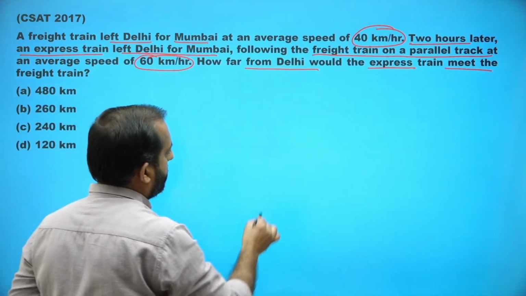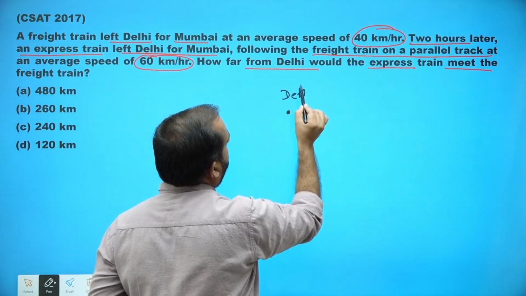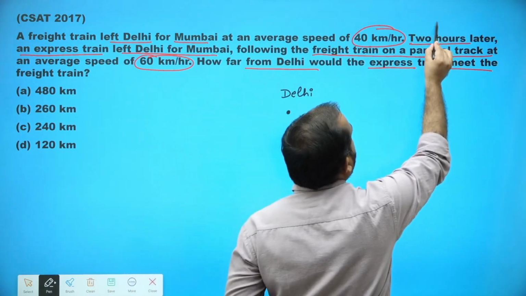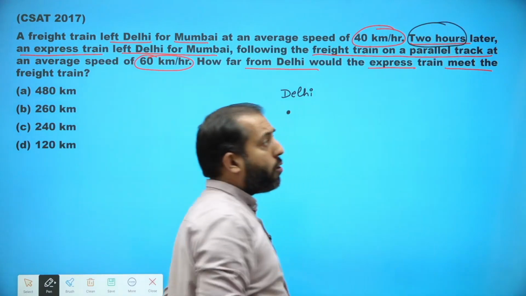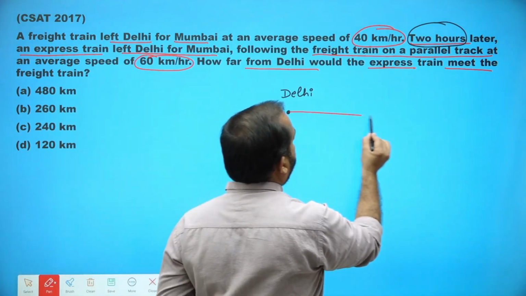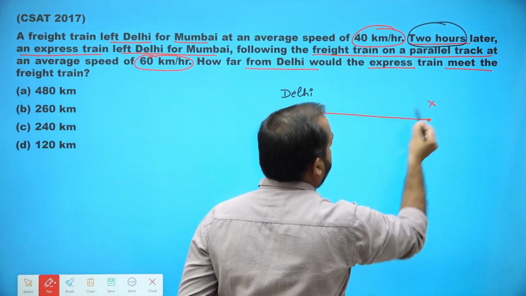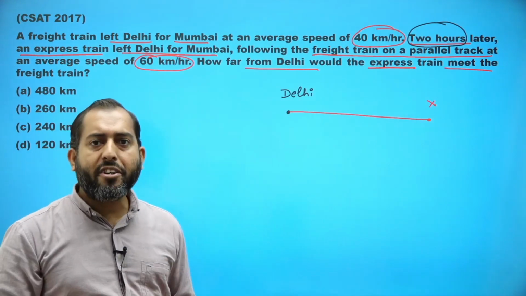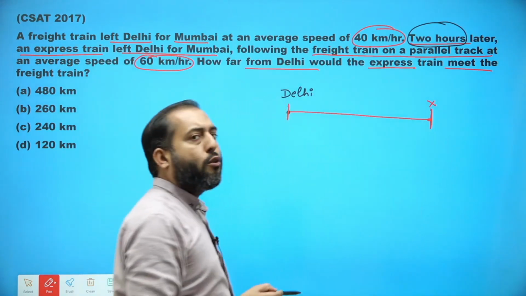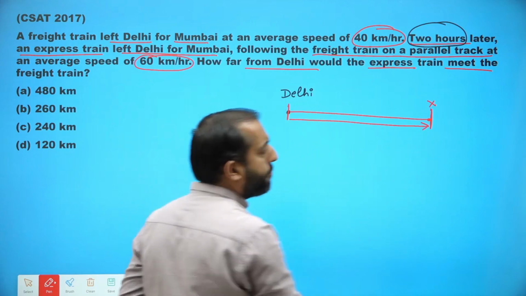Now, suppose both the trains have left Delhi, but the difference between their times was 2 hours. And let's say they both meet each other somewhere at any place X. So it is quite obvious to us that from Delhi, if both of these trains want to meet at X, then the distance traveled by both of these trains must be the same.